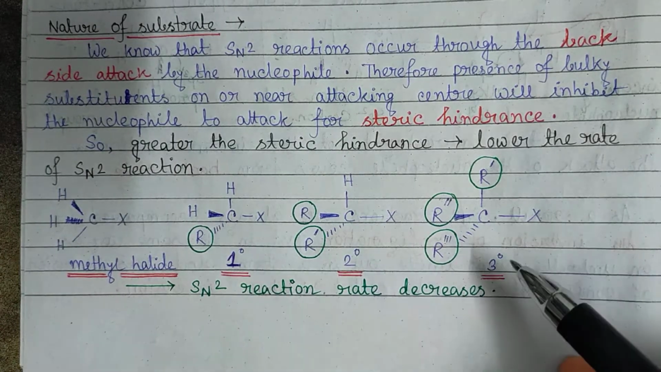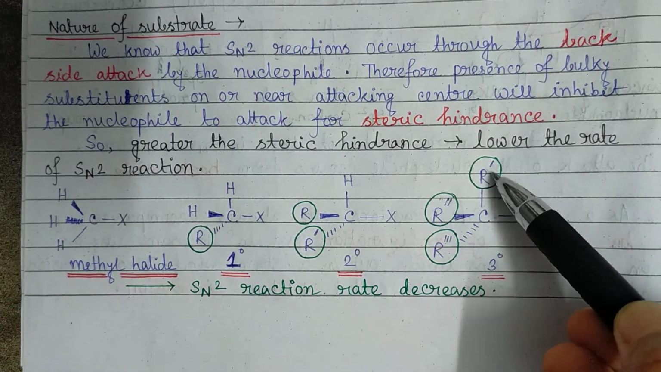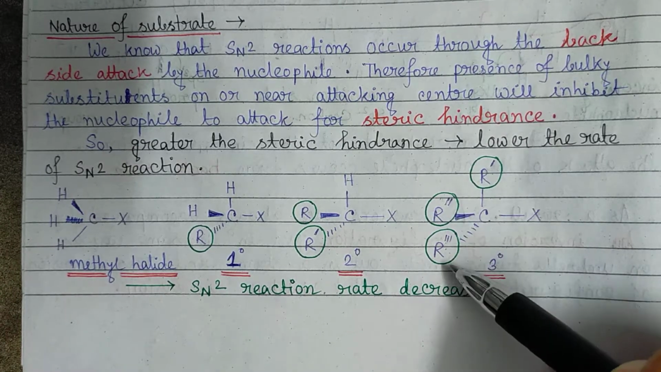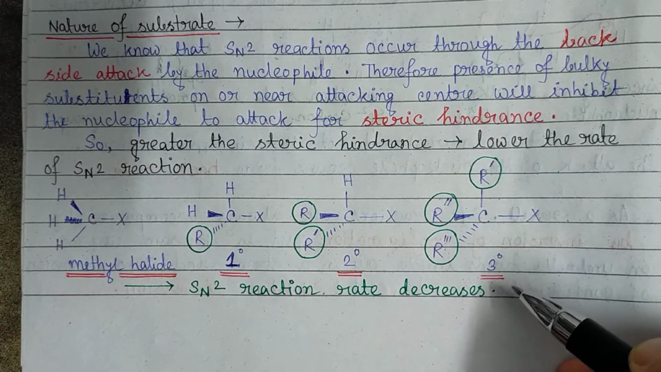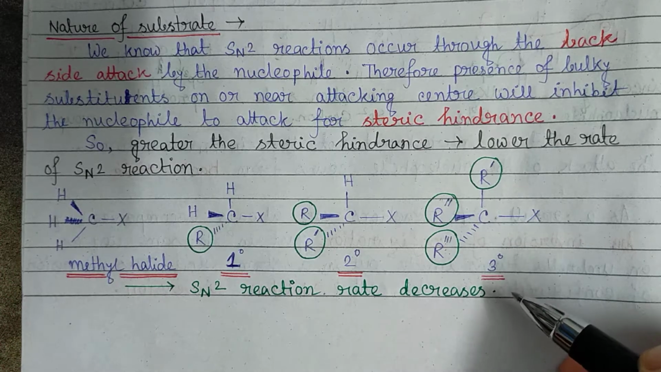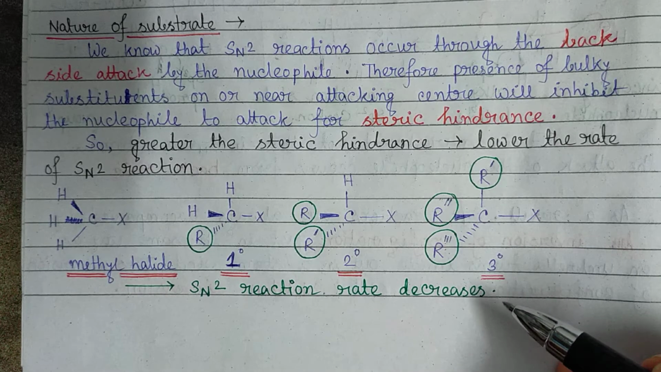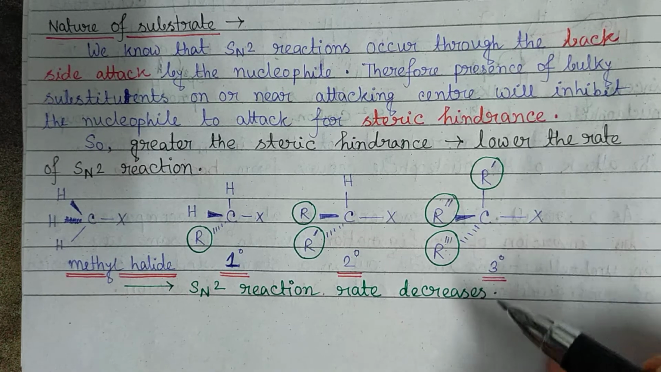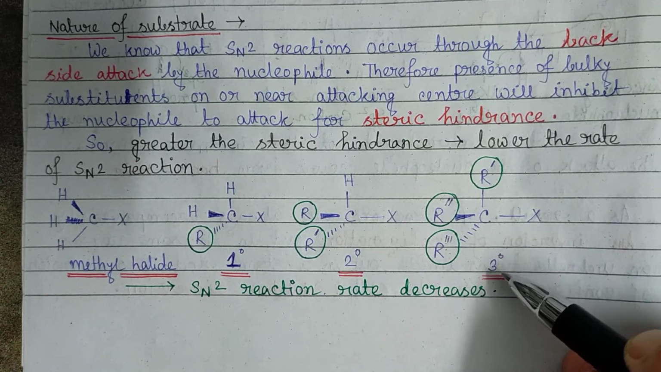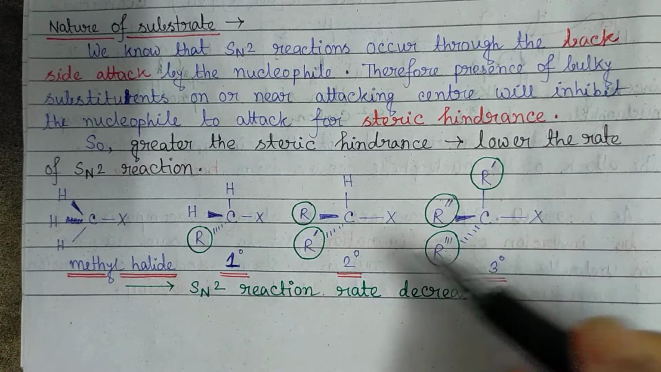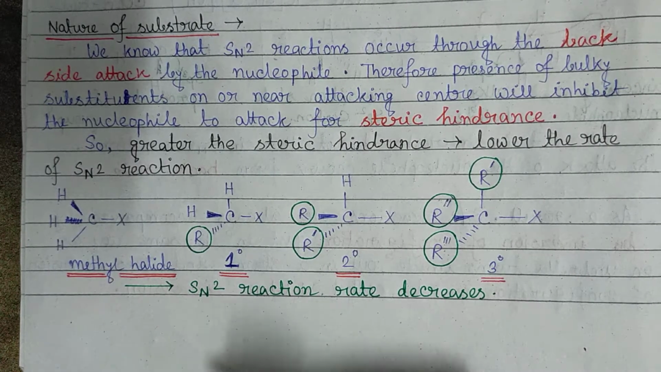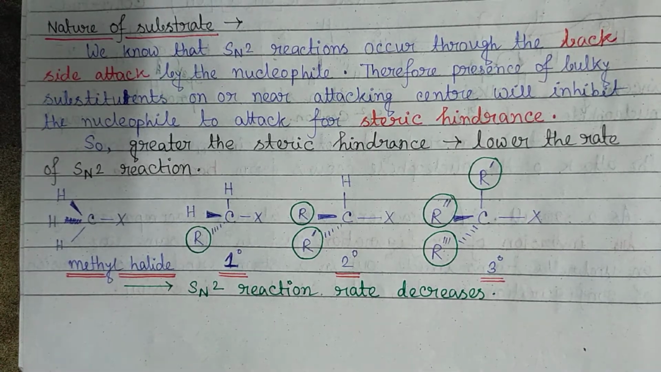So from the structure we can see that the presence of bulky substituent is more for the 3 degree alkyl halide. So obviously the presence of bulky substituent will increase the steric hindrance in case of tertiary or 3 degree halide, and for that, as we move from 1 degree to 3 degree halide, the rate of SN2 reaction will decrease.